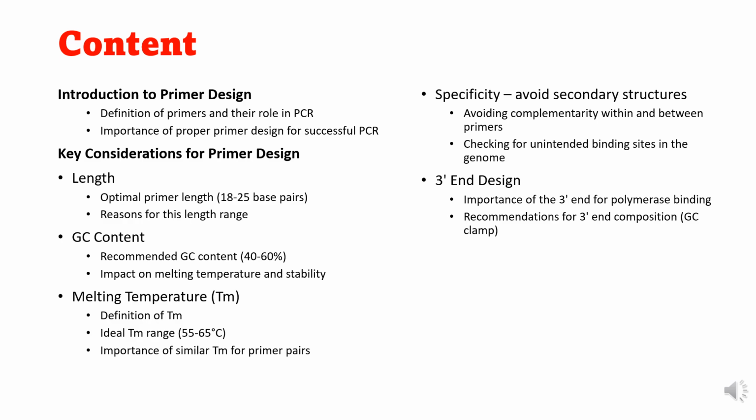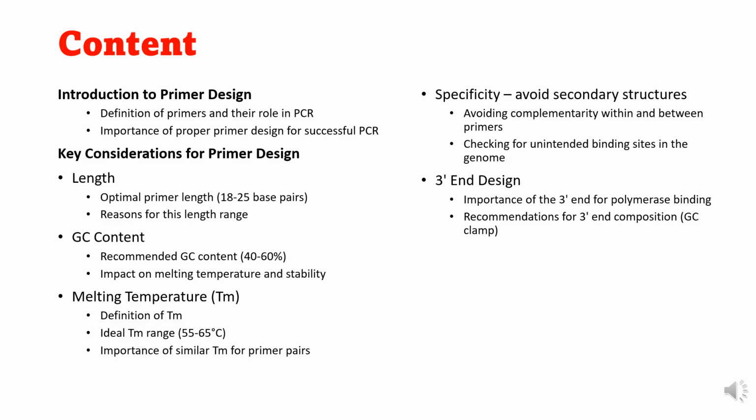And next we will discuss the melting temperature, which is generally referred to as Tm, and we will define what this melting temperature is. We will also discuss what the ideal range is. Generally it is recommended to be 55 to 65 degrees centigrade. And we will also discuss why it is important to have a similar Tm value for the forward and the reverse primer. Then we will discuss specificity and how we can avoid secondary structures, where we will be checking for unintended binding sites in the genome.